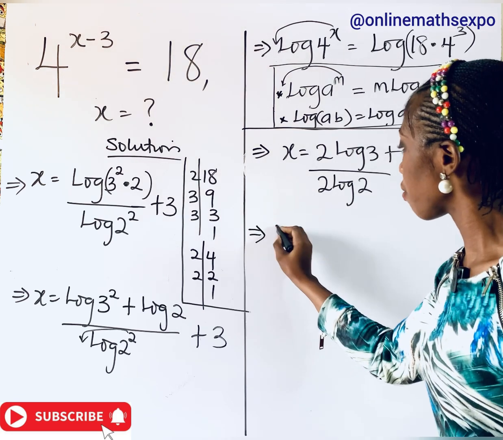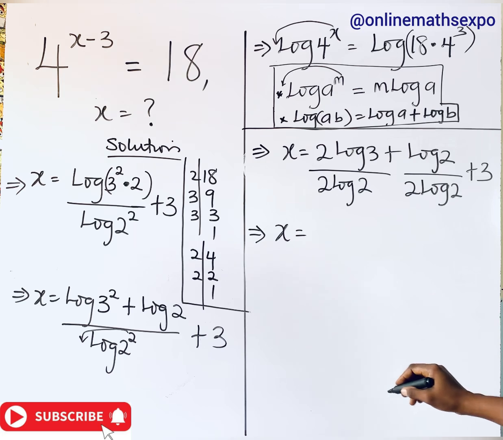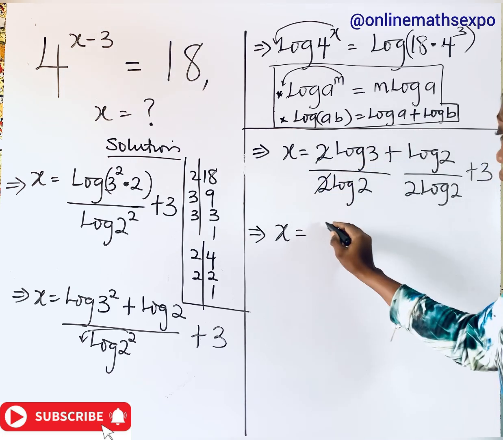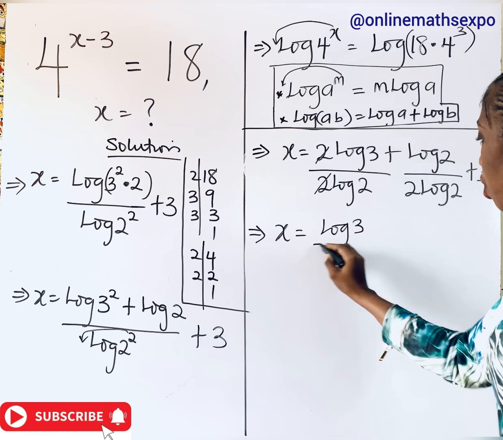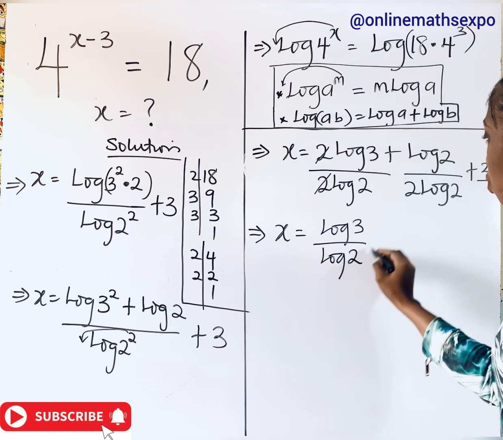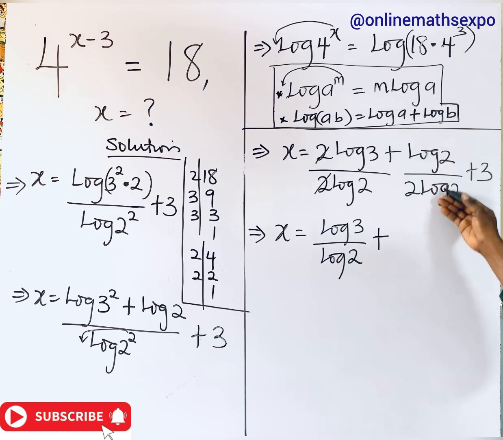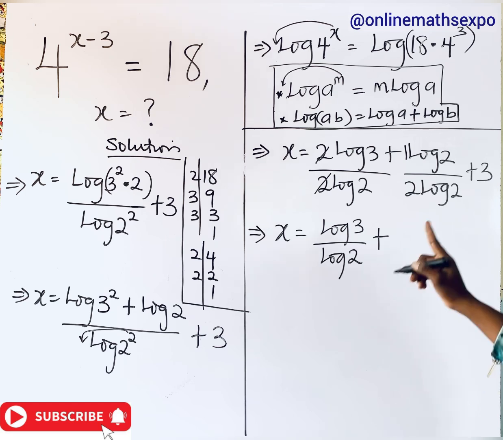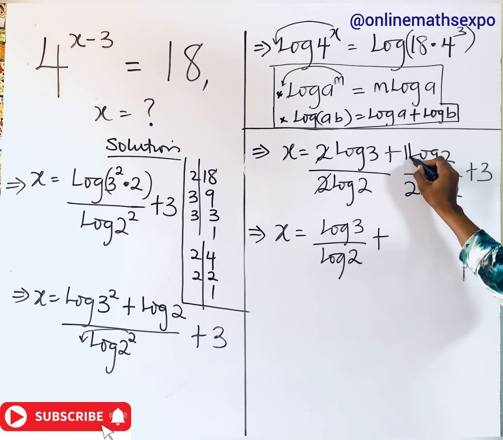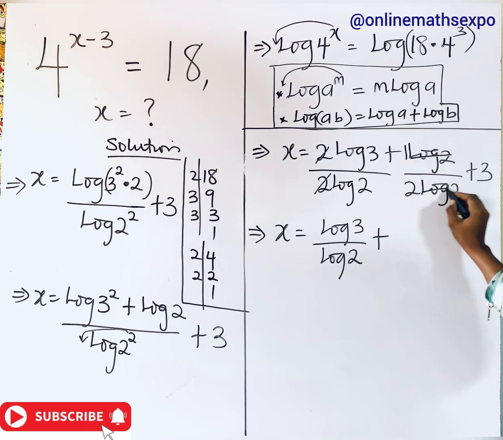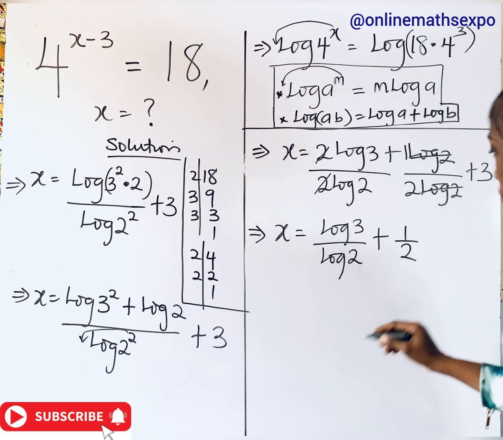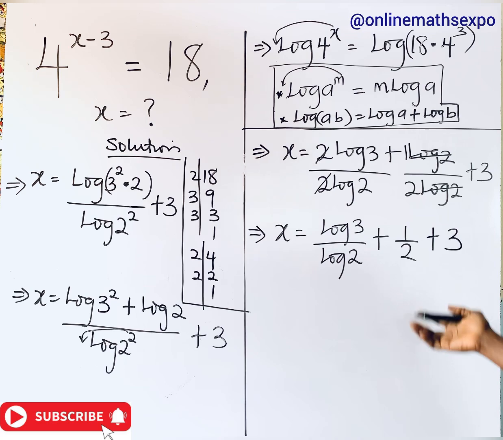So we simplify to have x as, you notice now that 2 is common, so you can cancel 2. And we are having log of 3 over log of 2 plus, for this, remember the quotient of this log is 1. Very important. So in that case, when you cancel this, you cancel log 2 and log 2. So you'll be left with what? Half. Please take note, okay? Plus 3.